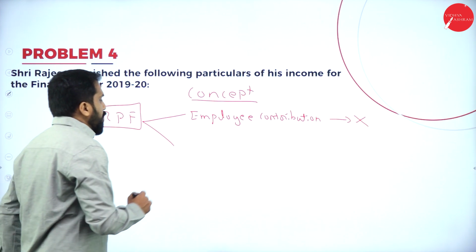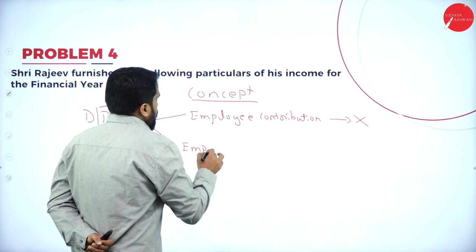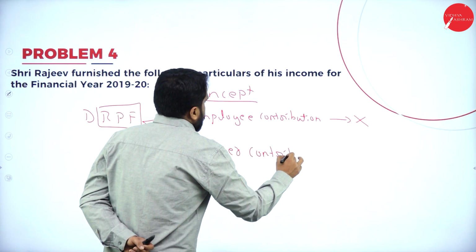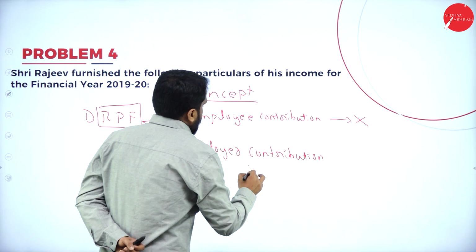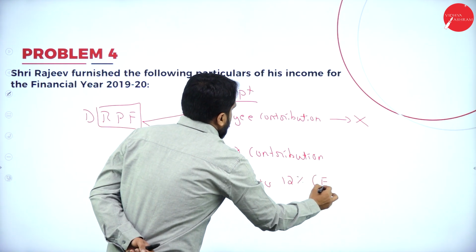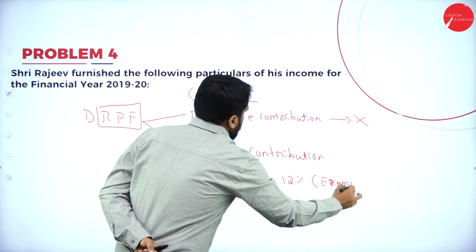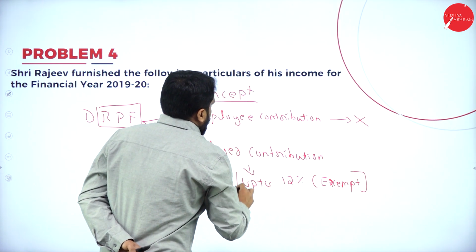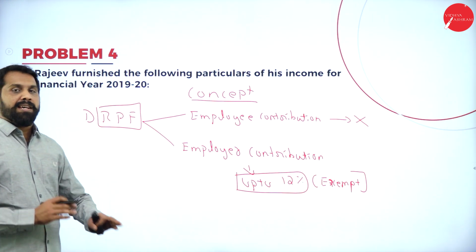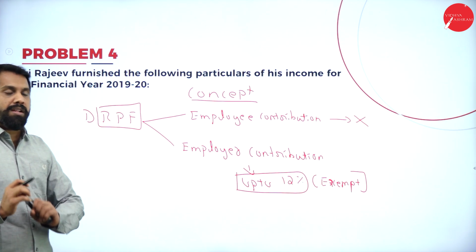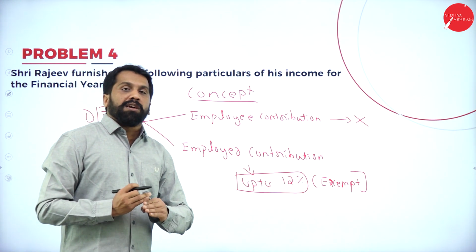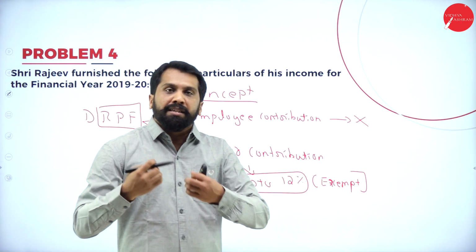Now, employer contribution up to 12% is exempt. Remember, it is whatever contribution is made by the employer, not by the employee. If it is made by the employee, we will not see it, we don't want it. We want only the contribution made by the employer. Up to 12% of your salary, the employer can give you PF.